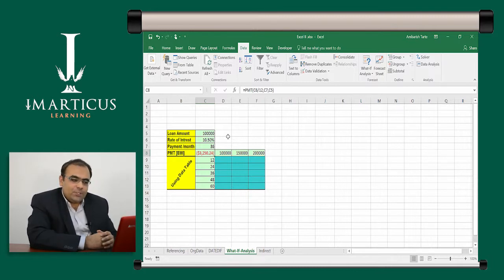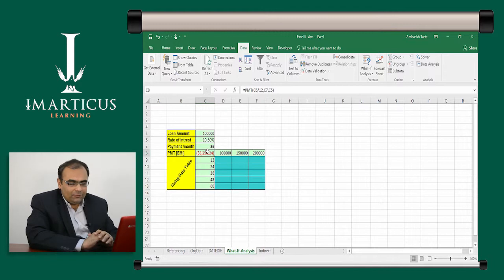Now, I would like to find out in how many months the loan will get over. Currently, if I stick to paying what the bank is asking me, which is 3250.24, the loan will get over in 36 months. But if I pay more, in how many months will the loan get over? That is what I would like to find out, and I will use the goal seek feature of Microsoft Excel to achieve this.